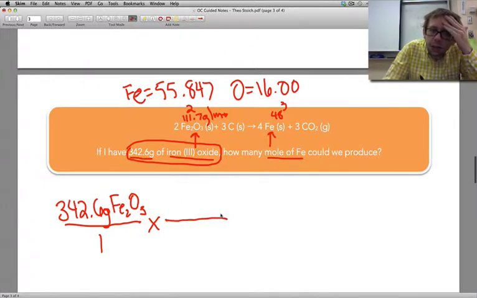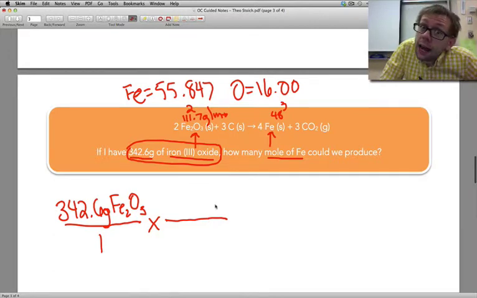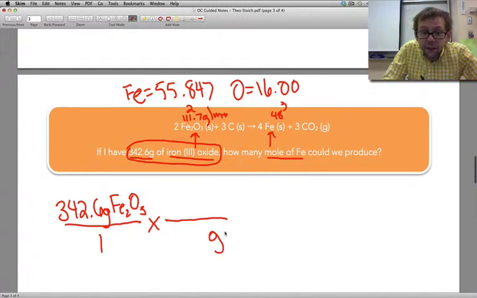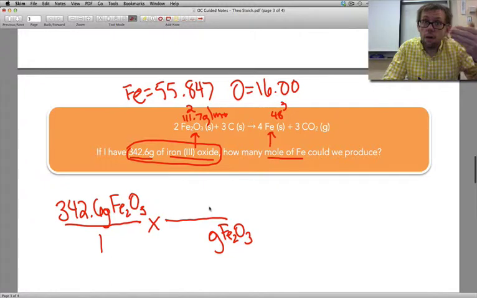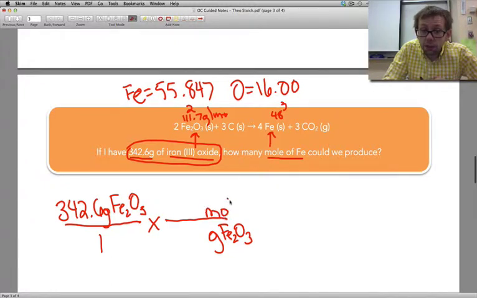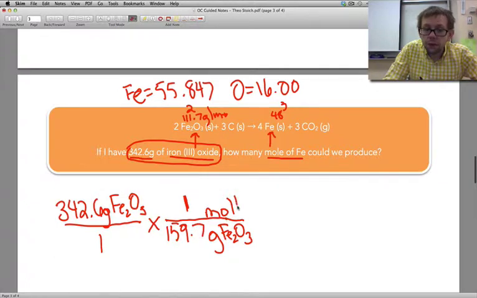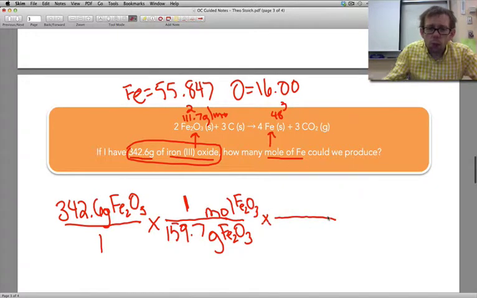So where do you put grams at, and where do you put moles at? Again, let dimensional analysis guide you on your way. So grams of Fe2O3 is here, so I've got to cancel it out, which means it's got to be on the bottom here. Grams of Fe2O3. And since we're using molar mass, it's always grams per mole, so that means the mole has got to be on the other side of this conversion. It's always per one mole, and the molar mass goes right here. So we're going to use the 159.7 grams per mole here, and this is Fe2O3.